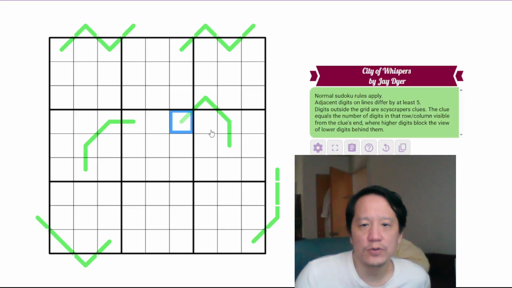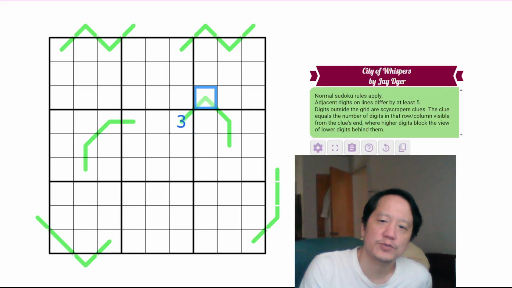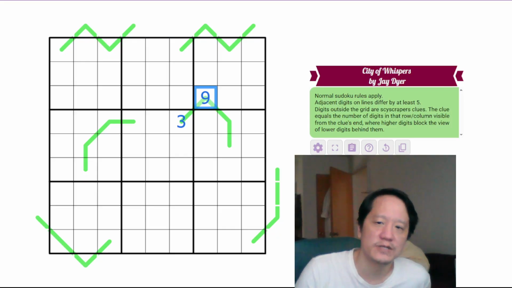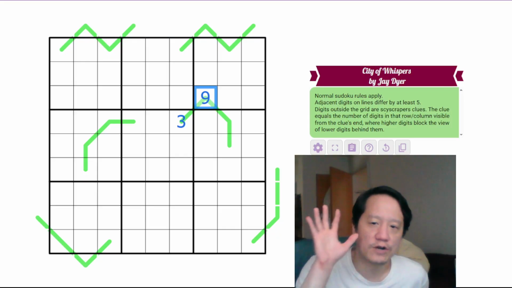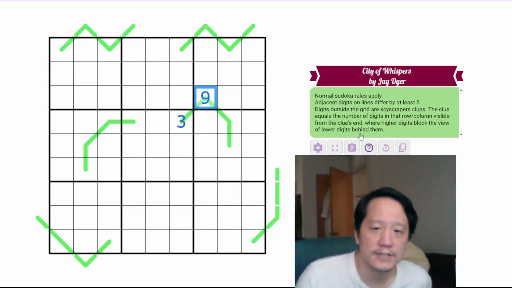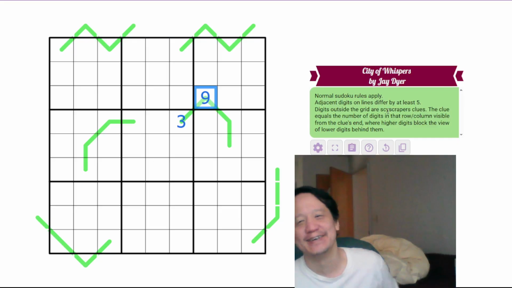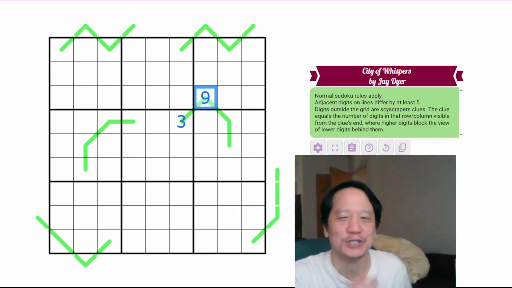So, for example, on the whisper 5 line, if this were, say, 3, this would have to be 8 or 9 because those are the only digits which are 5 or more away from 3. And that's how these whisper 5 lines work. Digits outside the grid are skyscrapers clues. And I guess that's a misspelling? Or maybe there's a different way of spelling skyscrapers now. That's an actually interesting way of spelling it.